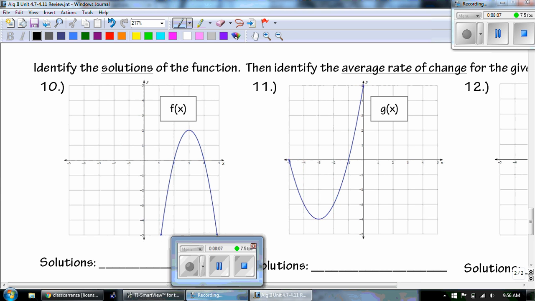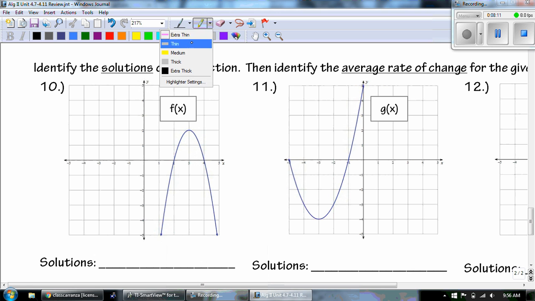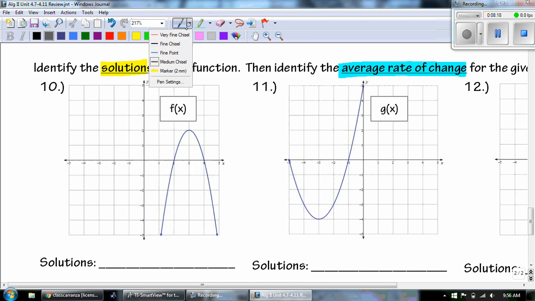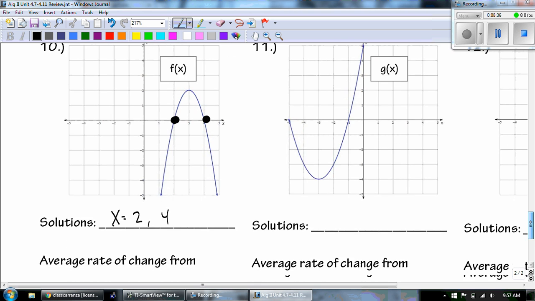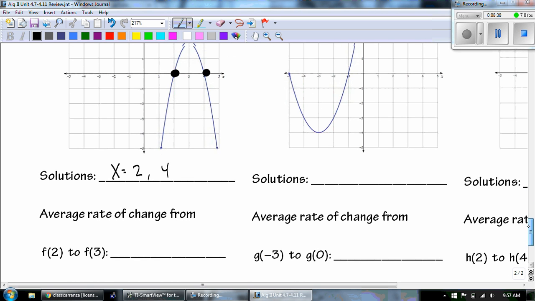So we have to identify the solutions and then the average rate of change. Okay? So the first thing is look at the solutions and then the average rate of change. Well, the solutions, excuse me, are where it crosses the x-axis. So my solutions for here would be that x equals 2 and 4. Okay? And then I need to find the average rate of change from f of 2 to f of 3.